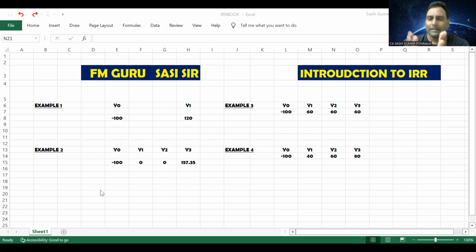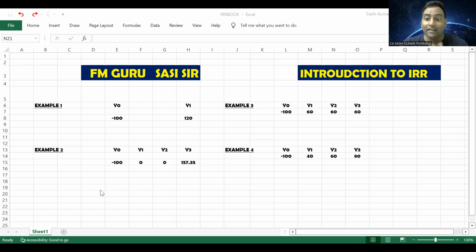110 minus x, that must give you how much? 100. So 110 minus 10, that will give you 100 rupees today. Means in this 110, if you are deducting your principal, what is left there? Interest. So this interest, if you are expressing as a percentage, that we call it as an IRR. Means 10 on 100 is equal to what?